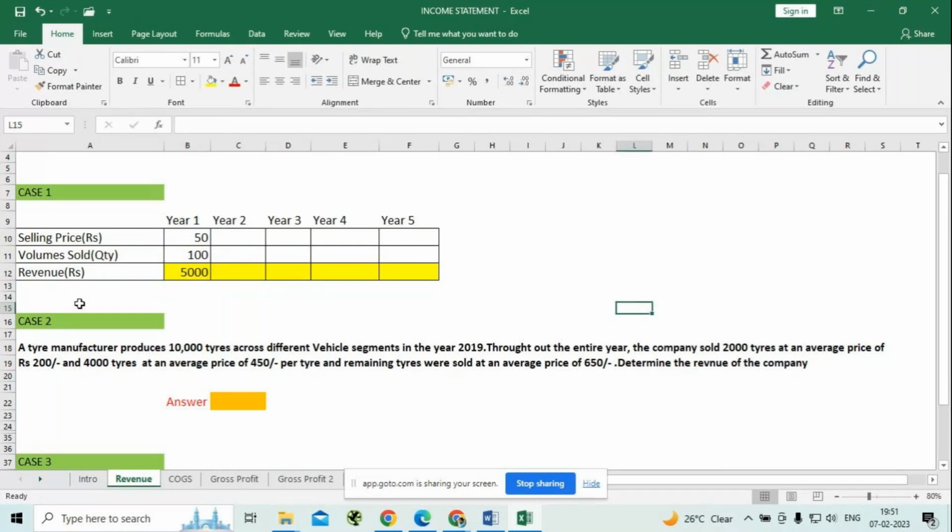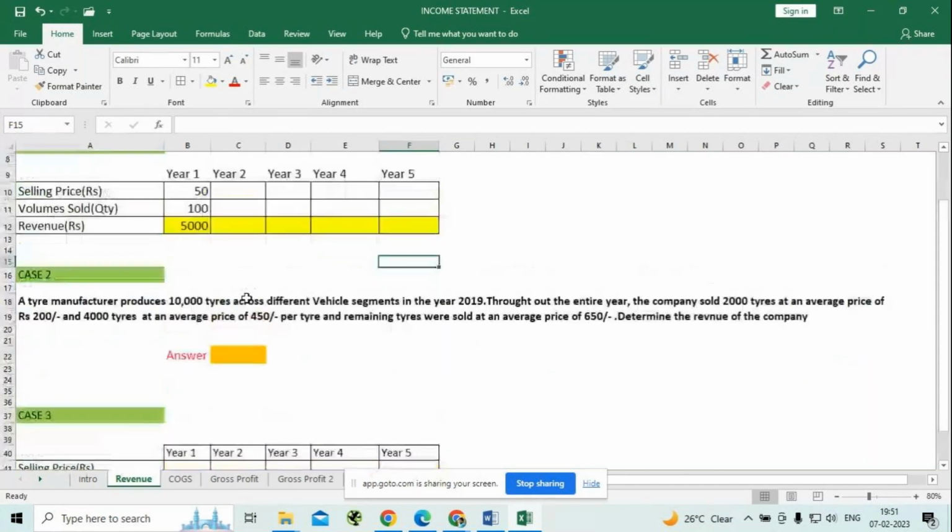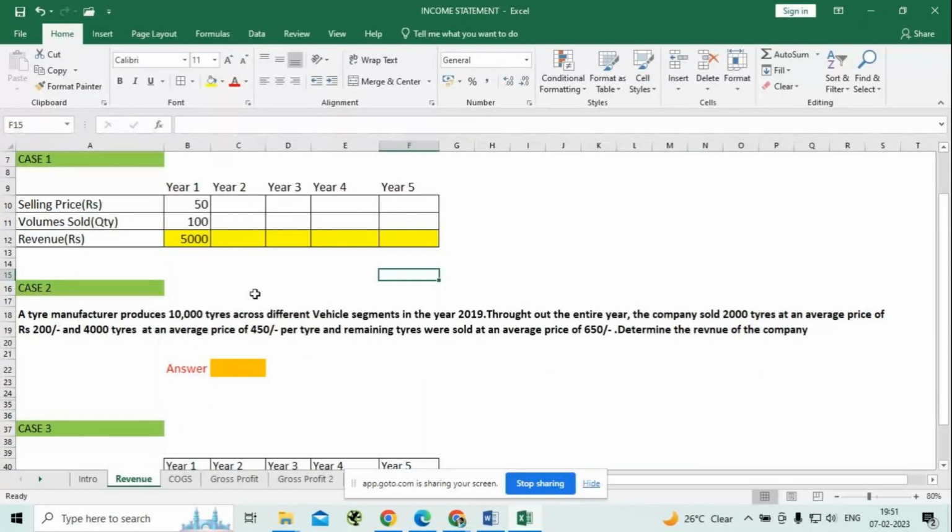So if I give the other values also, it is calculated as selling price into quantity. Whatever the sales quantity we have done, we calculate it and get the total revenue value, right? I will not give any other values as of now. You can try to calculate it. I'll just give it with some numbers.